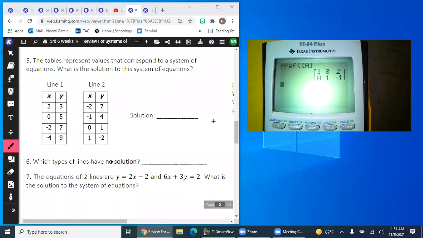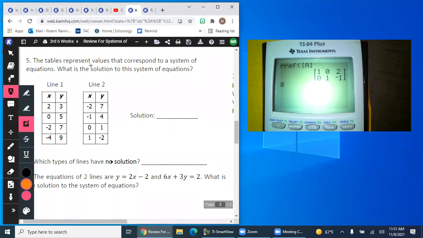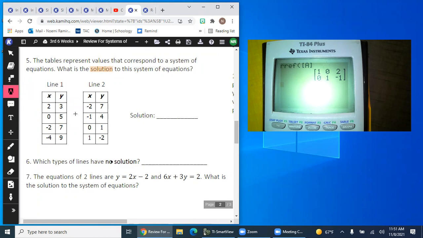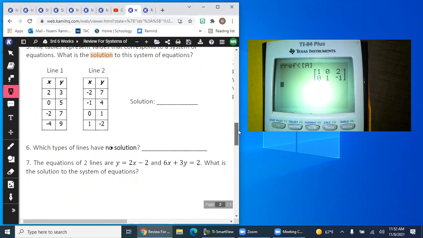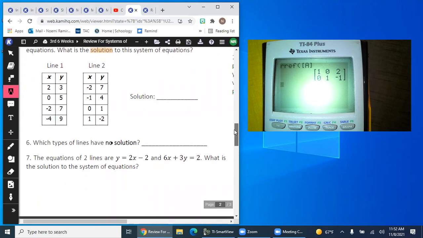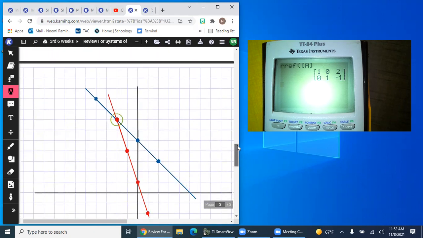All right, number 5. So you already know that the solution to a system is the point of intersection, the ordered pair where both of the lines cross. Now, on the STAR test, you could possibly be given 2 tables and have to find it that way. This one is actually easier than it looks, but just so you can make that connection, I'm going to graph both lines and you'll see why it's not necessary to do so.